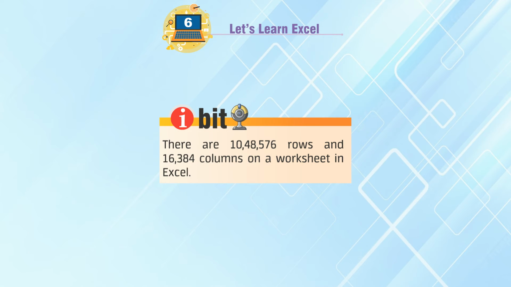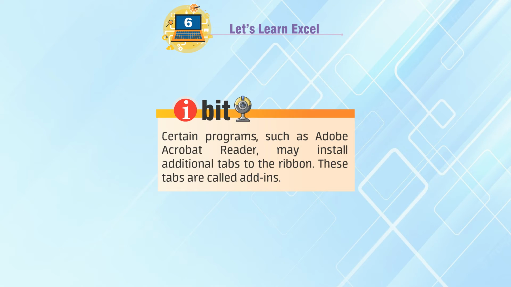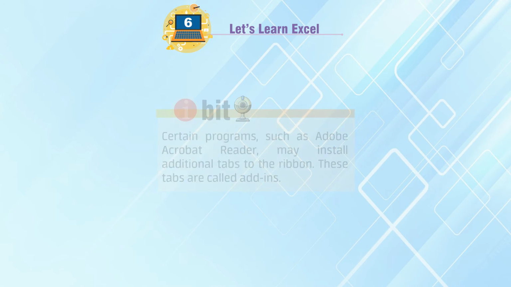Bit. There are 10,48,576 rows and 16,384 columns on a worksheet in Excel. Bit. Certain programs such as Adobe Acrobat Reader may install additional tabs to the ribbon. These tabs are called add-ins.